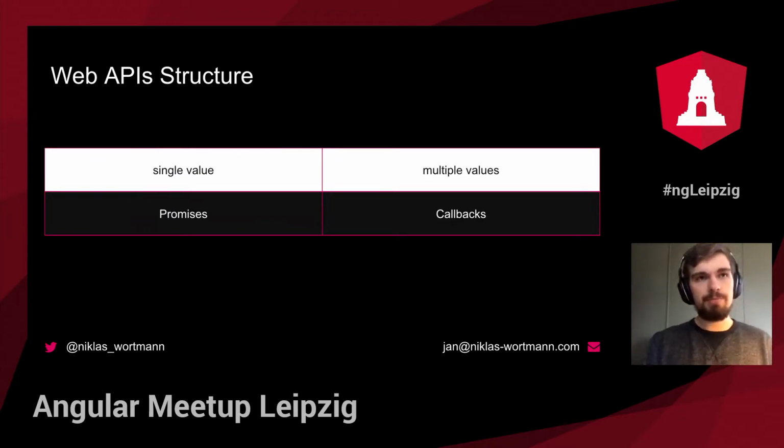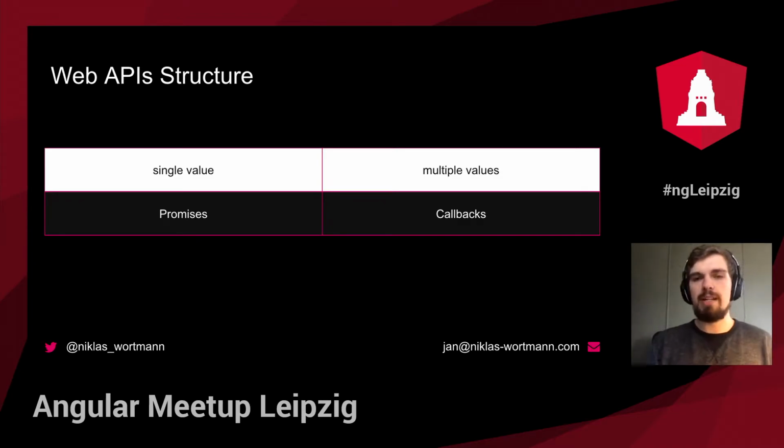To sum it up, there are two different kinds of web APIs. You have web APIs that return a single value, like, for example, within the geolocation web API, there's one method that returns you the current position. Those kinds of single value operations will usually return a promise. Therefore, it's always asynchronous. And there are also APIs that return multiple values.